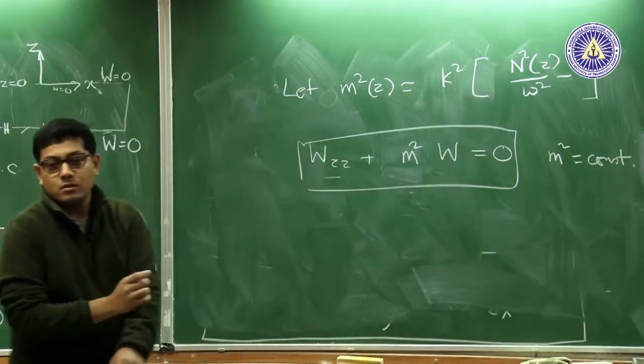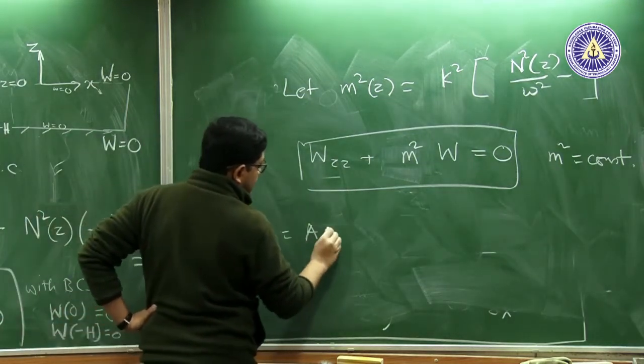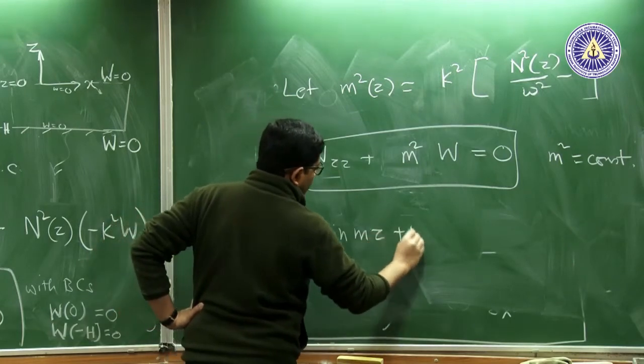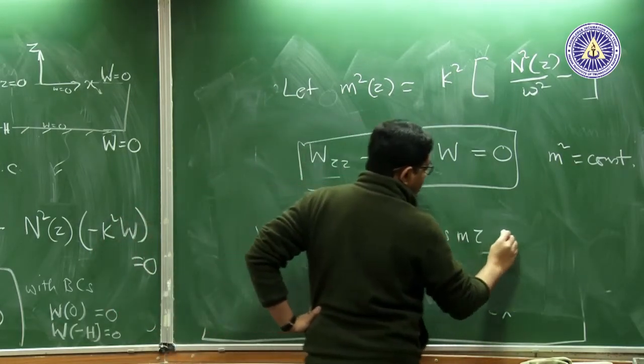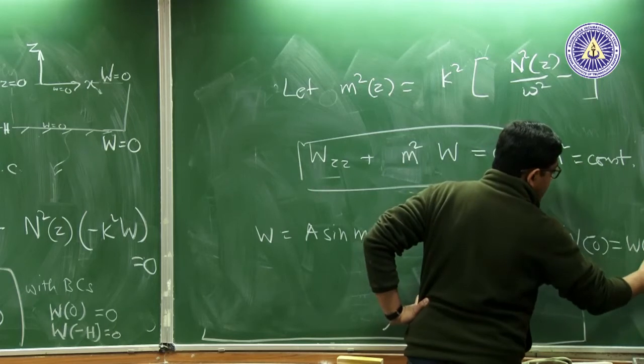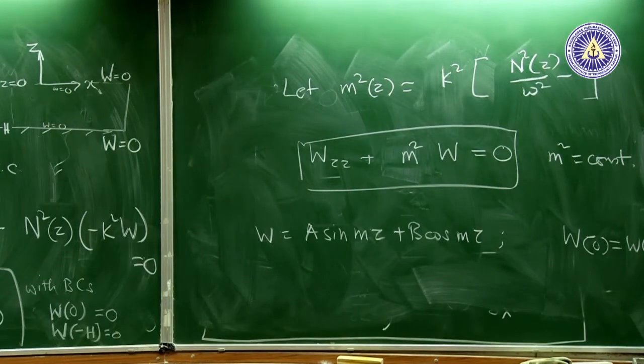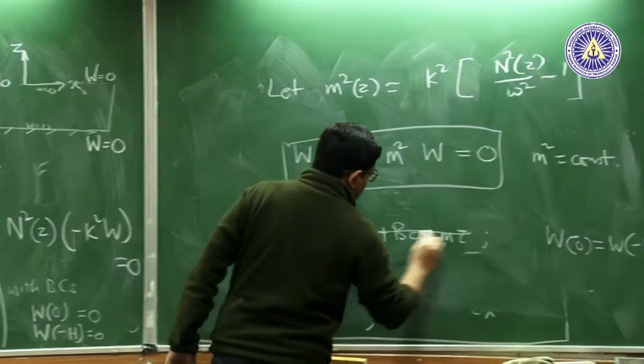That is all we know mostly, and now we will try to solve it. Can we solve it? Obviously we can, right? So W would be something like A sin mz plus B cos mz, subjected to the boundary conditions W(0) = 0, W(-H) = 0. Solve it for me. What does B turn out to be? 0. Okay, good. So this is gone.